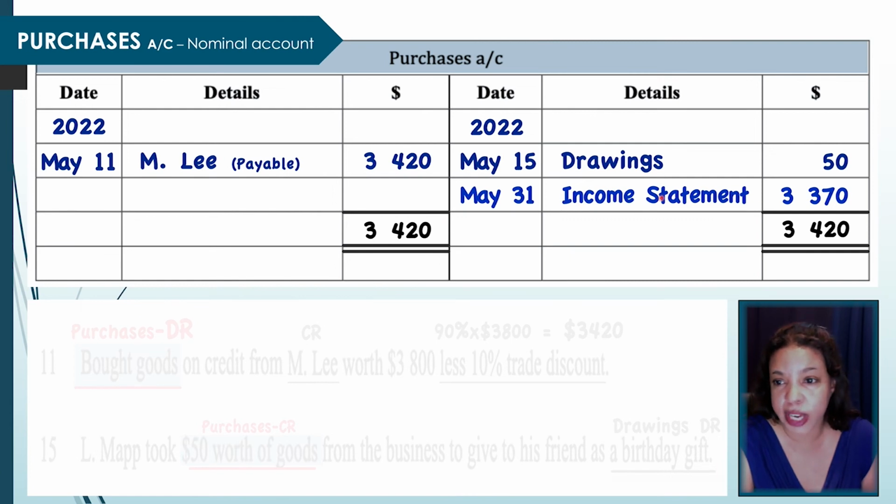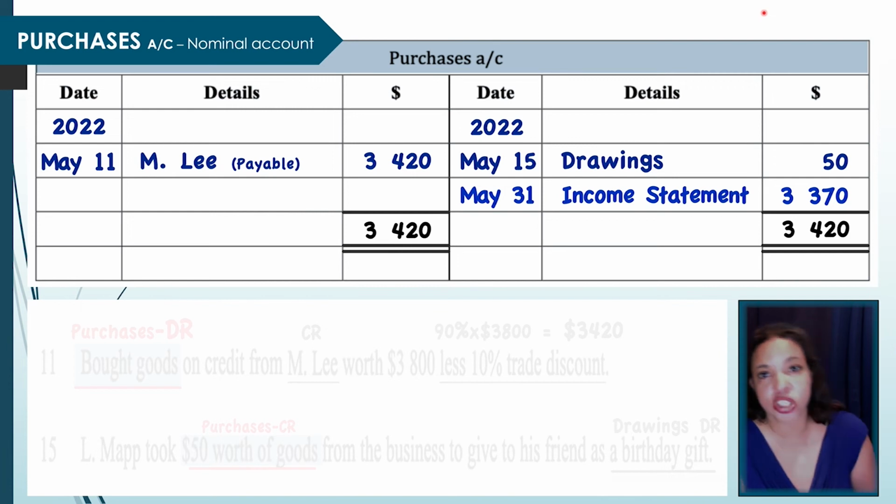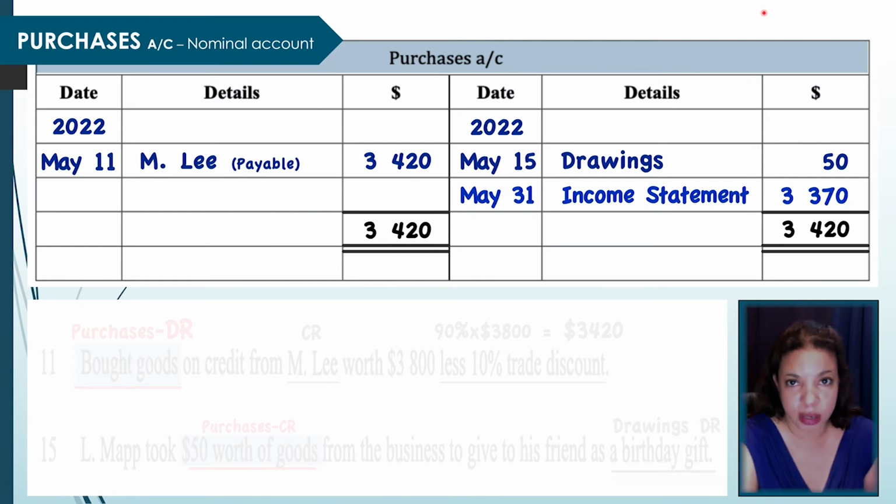And that's it. Unlike your balance, you don't have to go on the other side or anything. You just stop right here, income statement, the amount. Make sure this side now adds up. Both sides are equal to the 3,420. This is how your purchases account should look based on the two transactions that involved the purchases account.